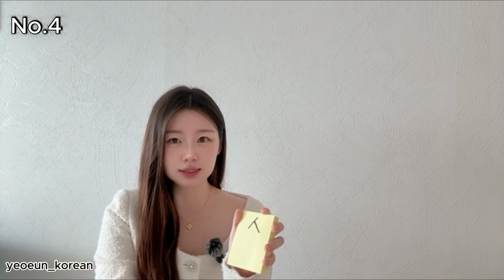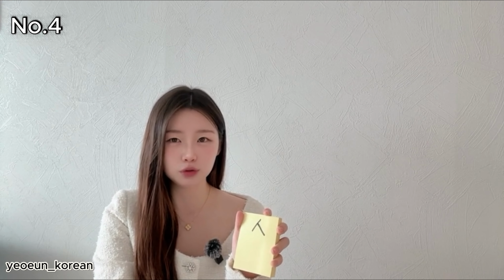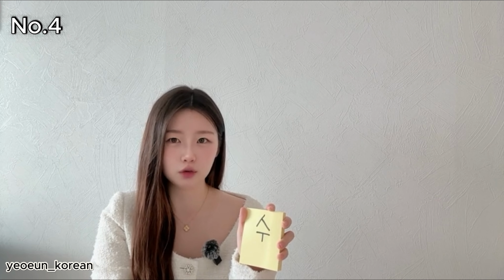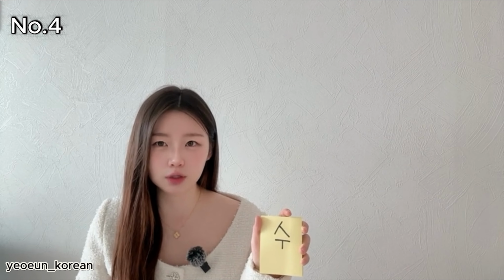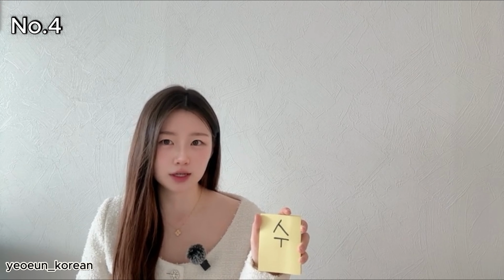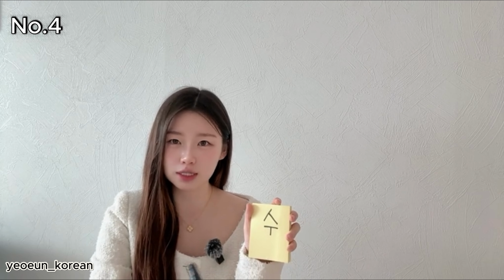Alright, and for the last one, what about 술? 술, which means alcohol. It starts from the s sound, and then put the u sound. And where should I put the l sound? The final consonant. We should put it under this letter. 술, like this, which means alcohol.